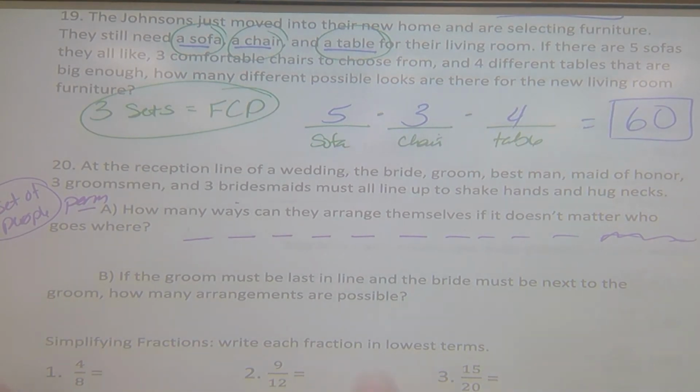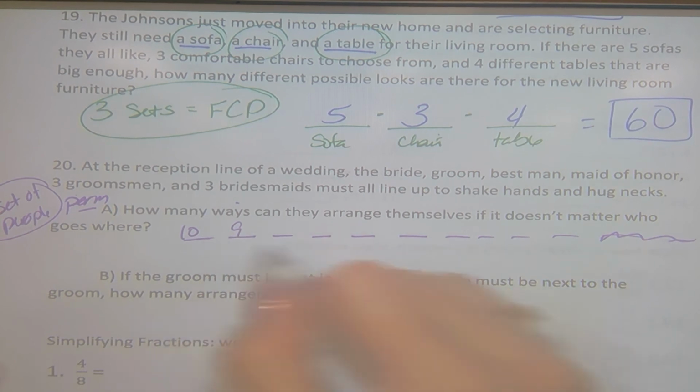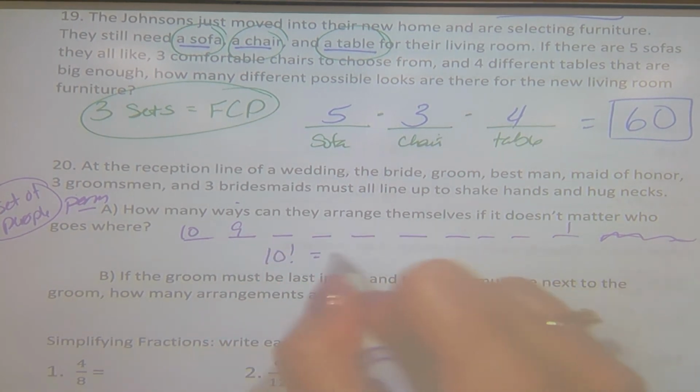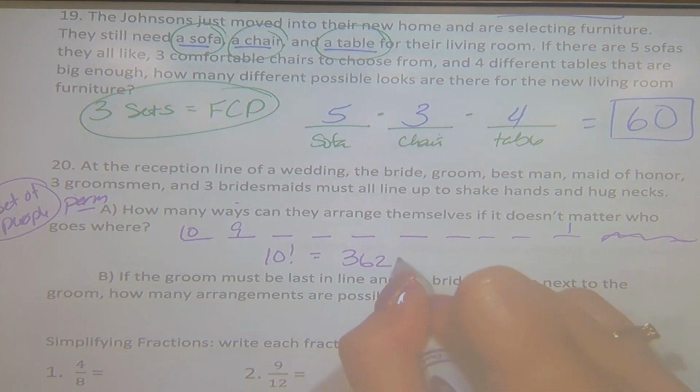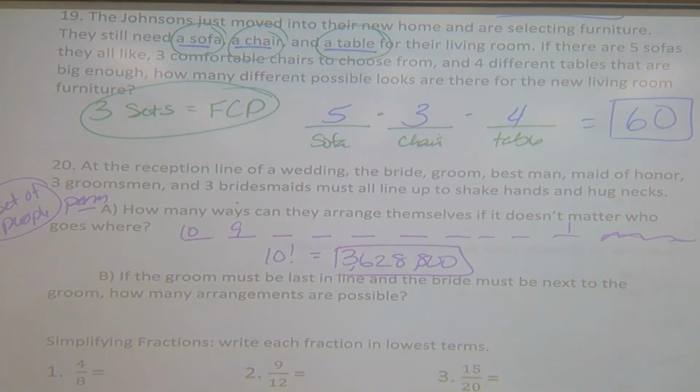So we are lining up our reception line at the wedding. We're starting with 10 different people who could be in the first spot, and then 9, and then I work my way down to 1. So that works out to be a 10 factorial, which is 3,628,800 different ways to line up 10 people.